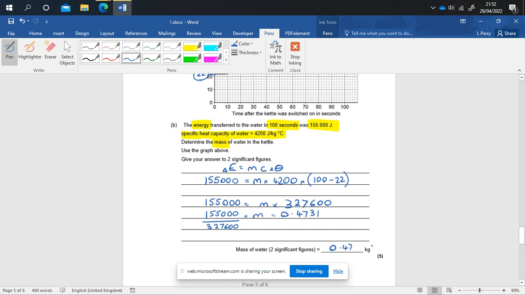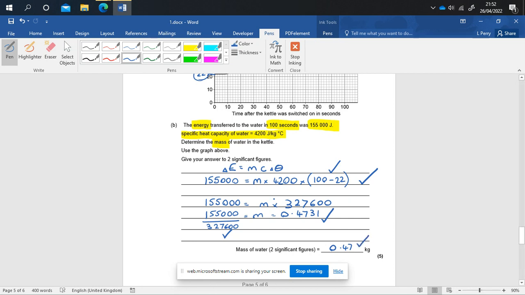Now that's 5 marks. I get 1 mark for finding the temperature change from the graph. I get 1 mark for putting all the numbers into the equation. I get another mark for changing the subject of the equation. I get another mark for working out the answer. And I get another mark for putting it to two significant figures.